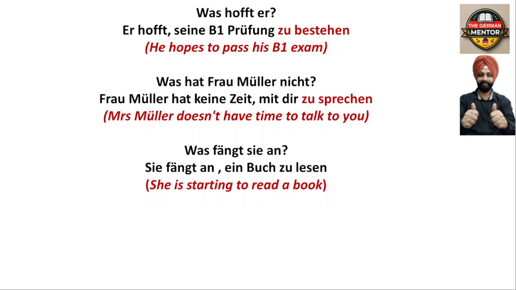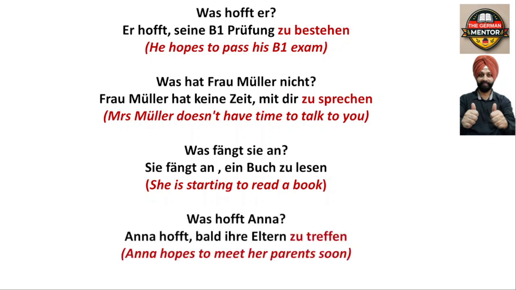So in this example, I have used one trennbares verb, anfangen. You know that when we use a separable verb, a trennbaren verb, we need to separate the prefix and put it at the end of the sentence. So was fängt sie an? Sie fängt an, ein Buch zu lesen.